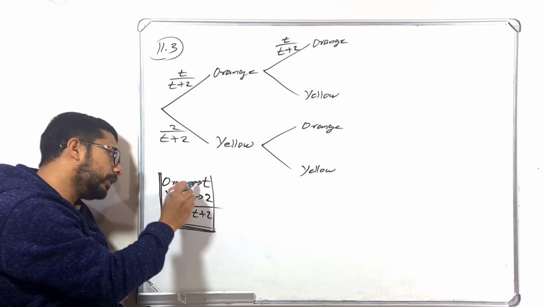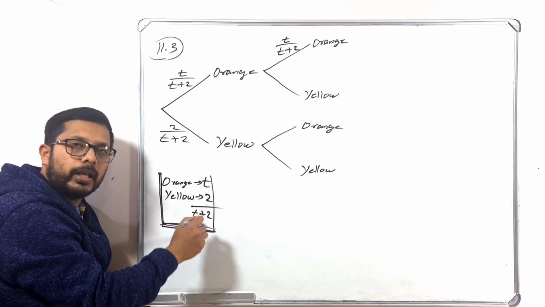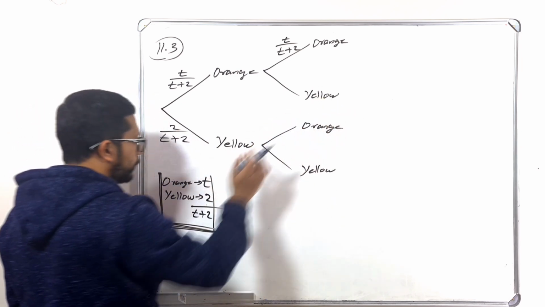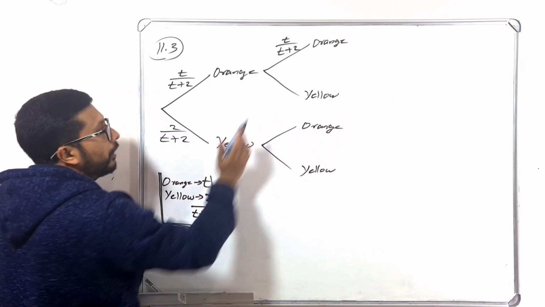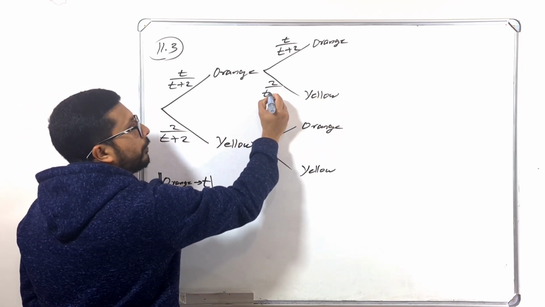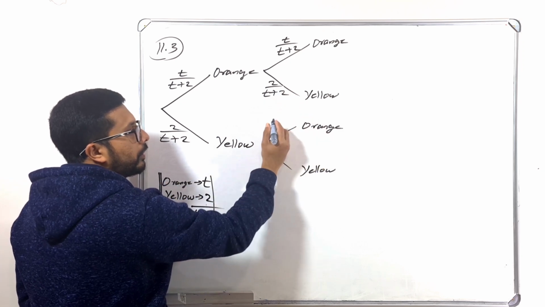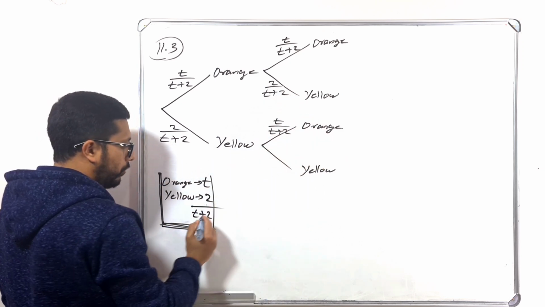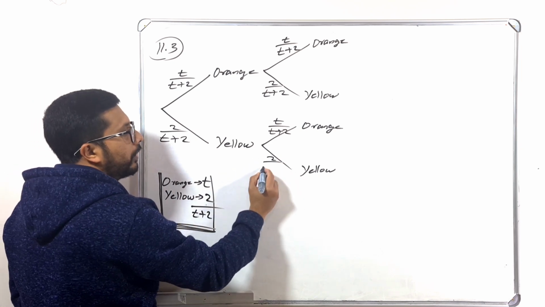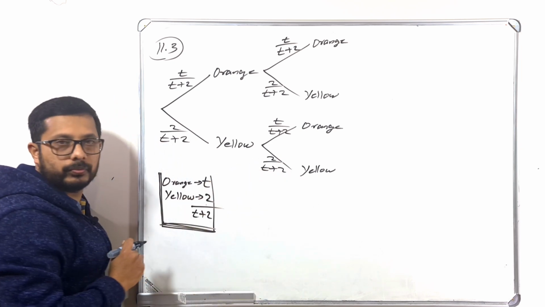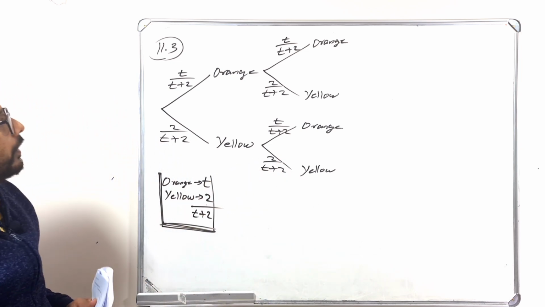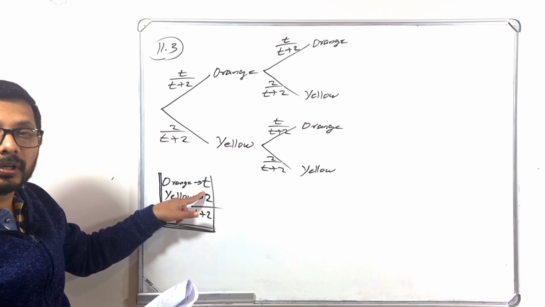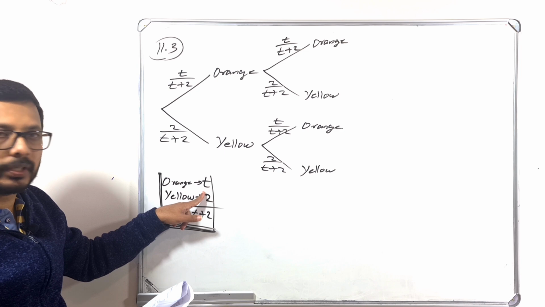It means that still there are t orange balls and total is t plus 2. Same applies to yellow. What is the probability? Yellow, 2 divided by t plus 2. Orange, t divided by t plus 2. Now we have to find the value of t, or how many orange balls. That is the question.